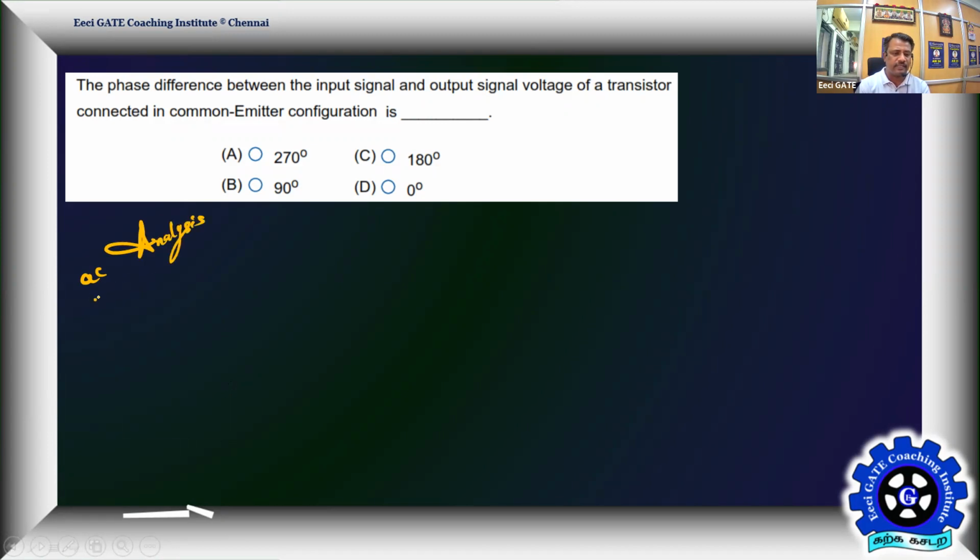AC analysis perception of a common emitter. For simplicity, I'm not talking about the biasing conditions. That is a DC analysis. So let me take the circuit will look like this, assuming even if it is a potential divider biasing, it will be like this. That's your RB.